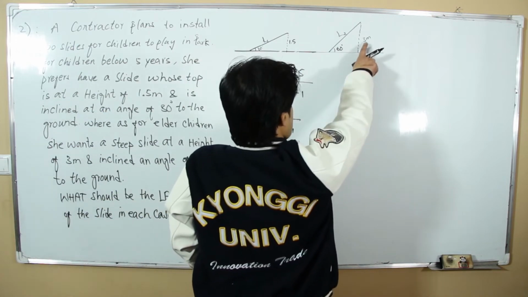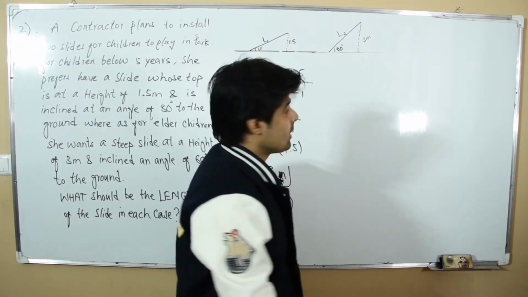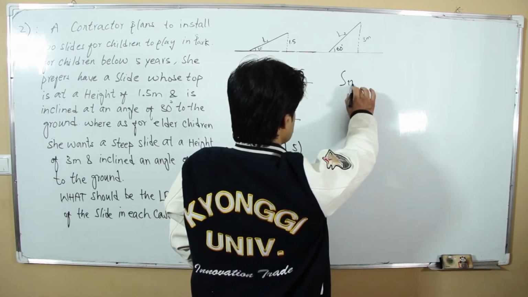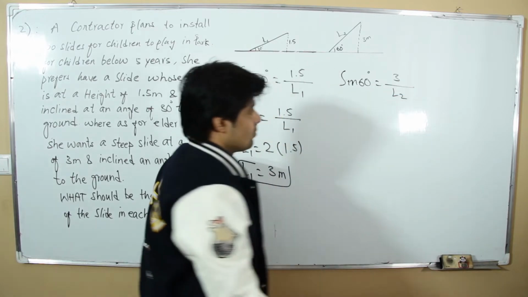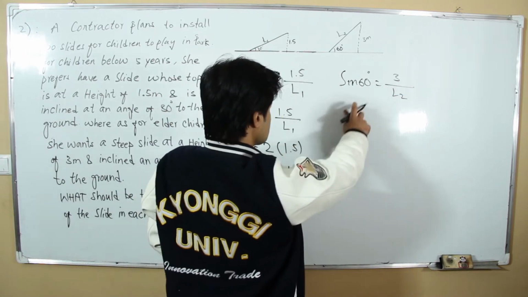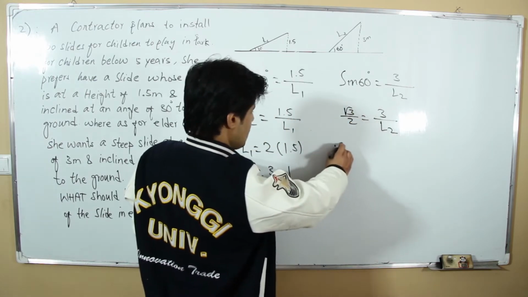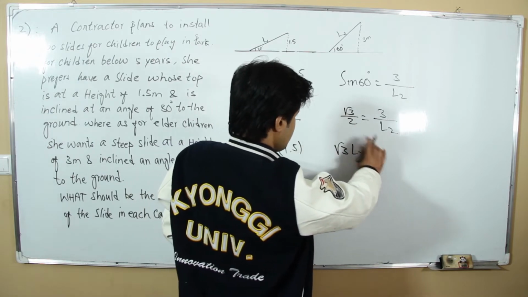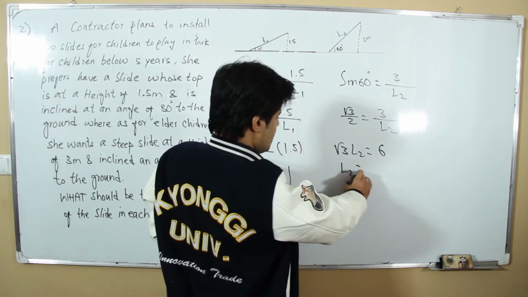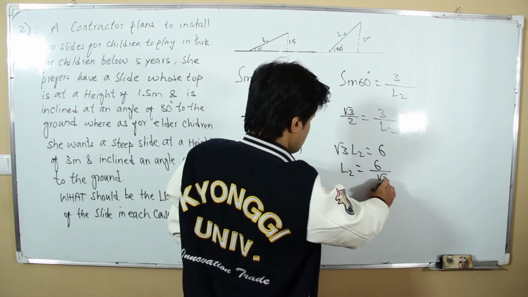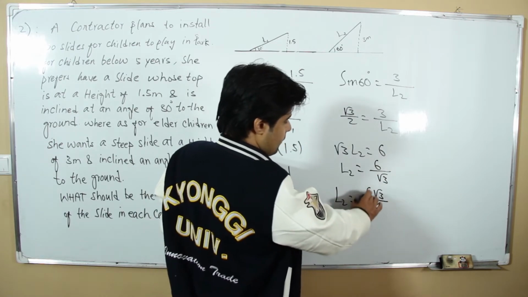Second, we have opposite and this one is hypotenuse. Opposite with the hypotenuse, it's once again the definition of sine. Sine of 60 degrees is equal to 3 divided by L2. Am I right? Yes. Sine of 60 degrees is root 3 divided by 2. So root 3 by 2 equals 3 by L2. Now cross multiplication. We have 2 times 3 is 6. Divide both sides by root 3. So L2 is 6 divided by root 3, or we can write 6 root 3 by 3.